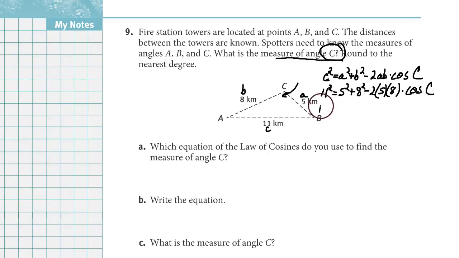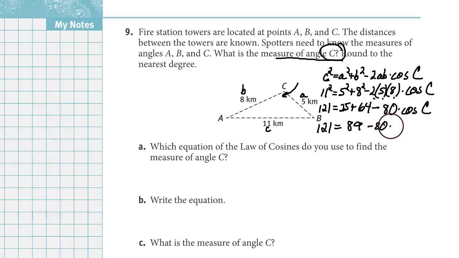11 squared is 121. 5 squared is 25. 8 squared is 64. Minus. Now these 3 numbers here, 2 times 5 times 8, that's 80, times the cosine of C. The 25 plus 64 we can add together. That's 89. Minus 80 times the cosine of C.